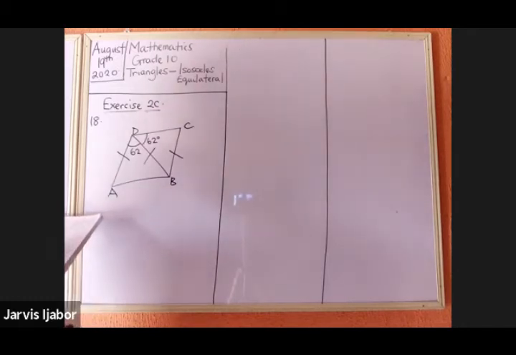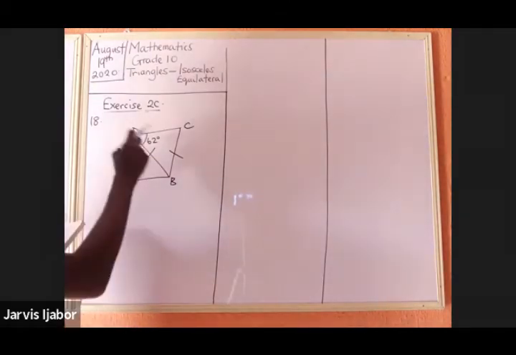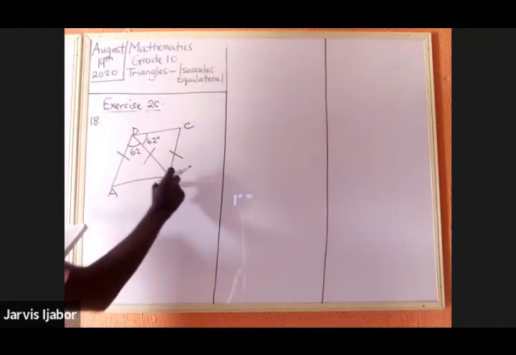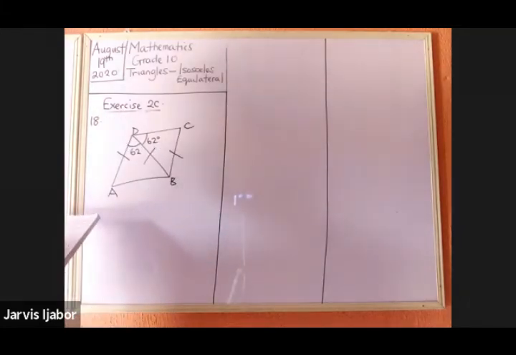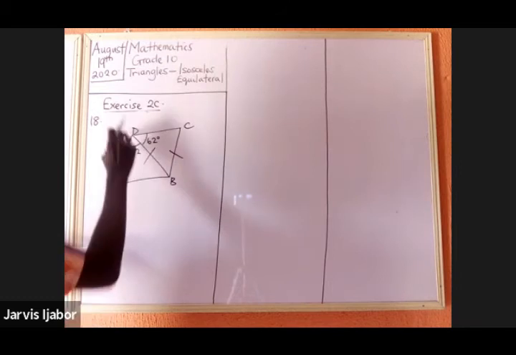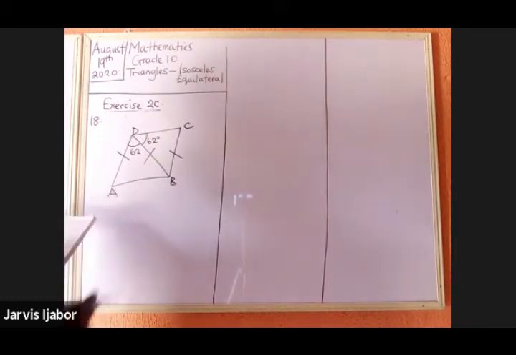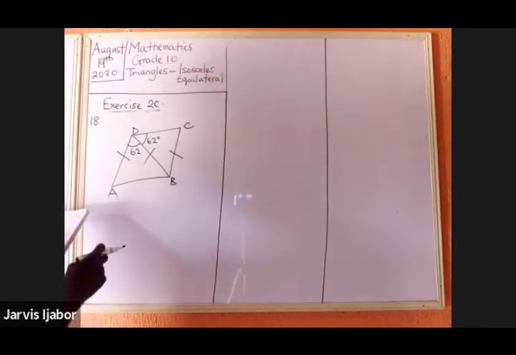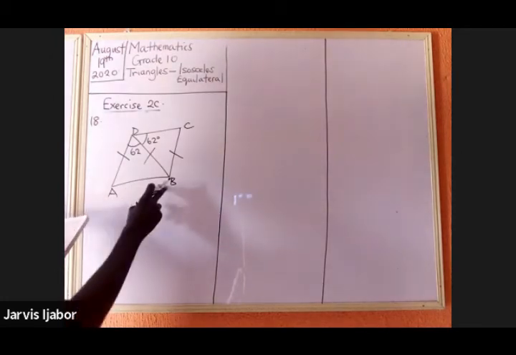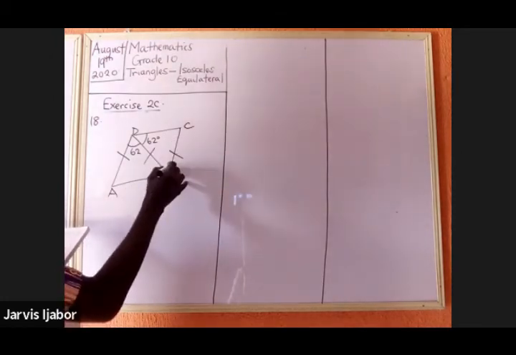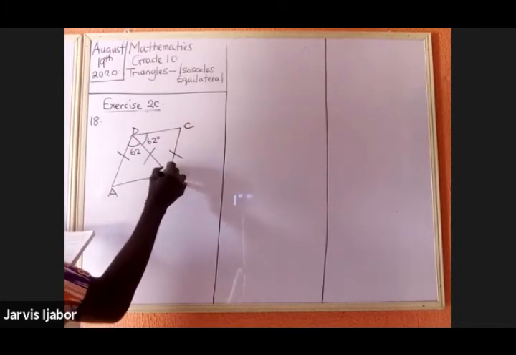Now we are told to look for, in the figure, AD is equal to BD and is equal to BC. We are told that these two angles are equal, that is ADB is equal to BDC. Now we are told to find angle ABC. That's the whole of this angle here. That's what we are told to look for.